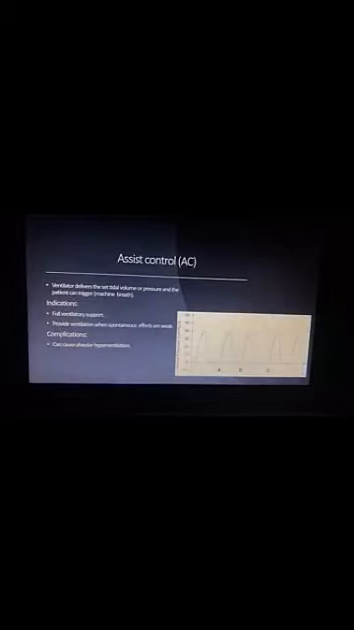Assist control. The ventilator delivers the tidal volume or pressure, and the patient can trigger. Indication: fully ventilatory support. Provides ventilation when spontaneous efforts are weak. Complication: can cause alveolar hyperventilation.